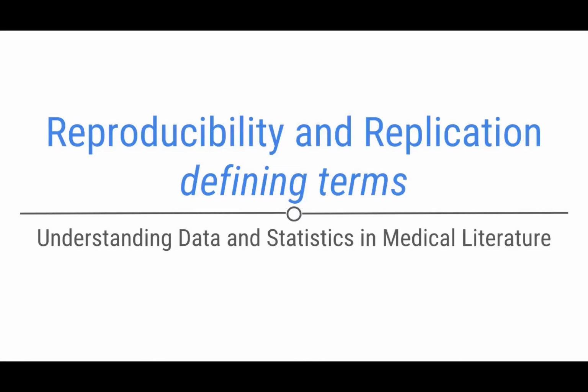Let's talk about reproducibility and replication. These are two of the most critical statistical issues facing the medical literature today. But what do they mean and why are they important?